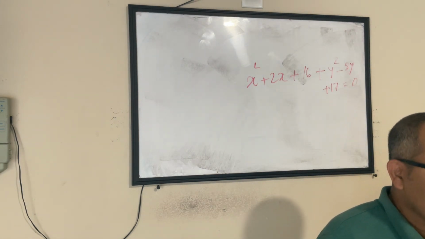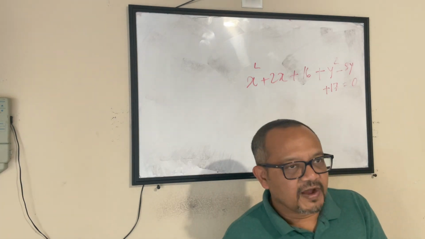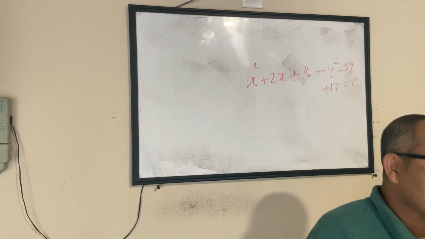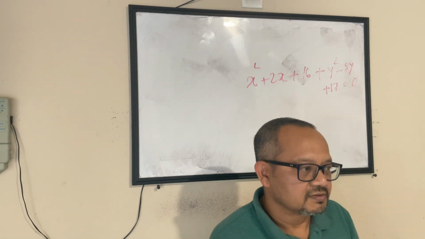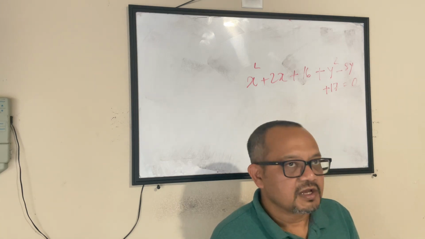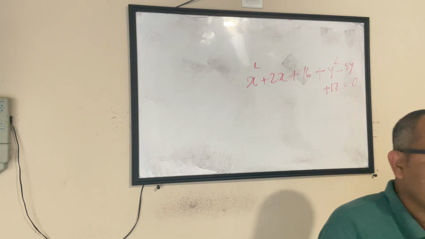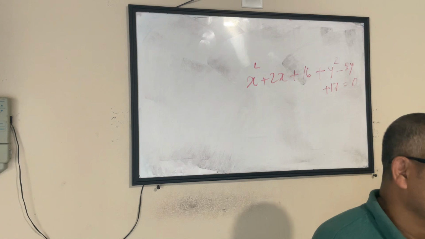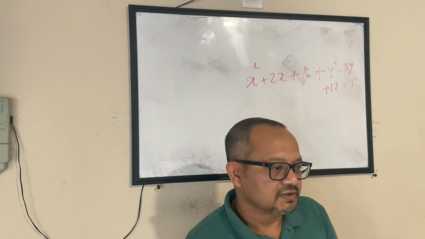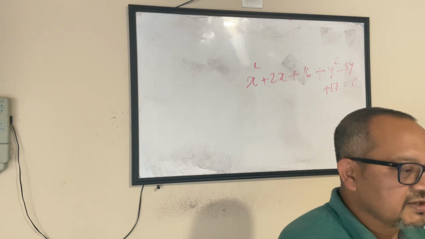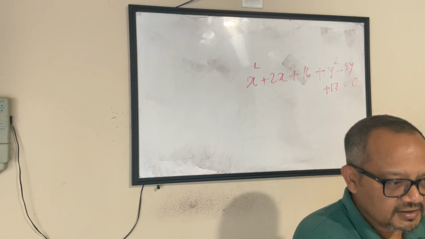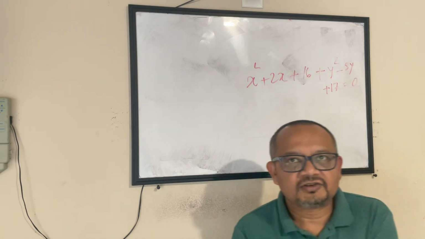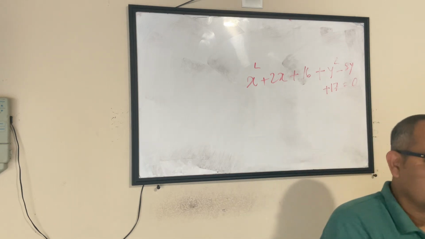Table till 12. 5 9s are 45. 9 7s are 63. 6 9s are 54. 8 9s are 72. 12 5s are 60. 11 9s are 99. 12 8s are 96. Good job.